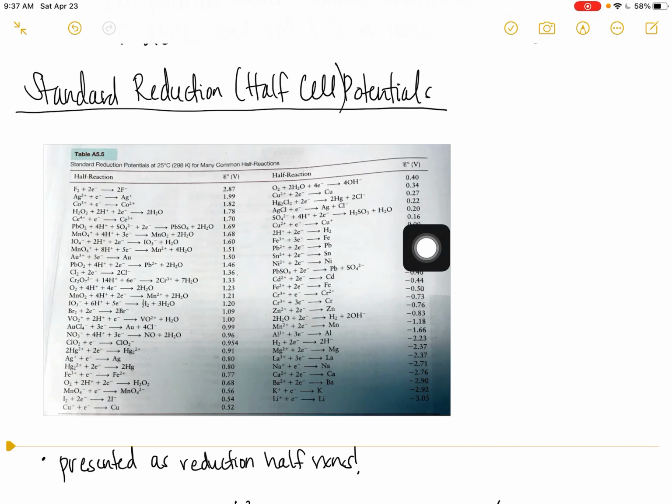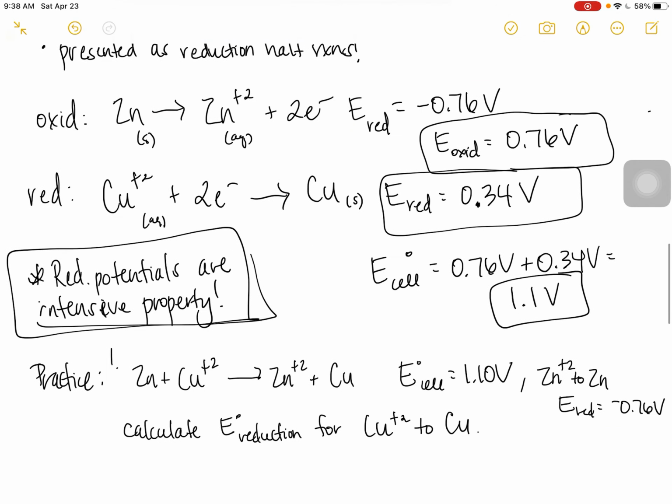The standard reduction potential is still the same. So if we had to triple or double one of these reactions, the reduction potential is just the same. It's just what it is in the chart. And sometimes that's hard for students to understand, but we're going to see that in one of these practice problems. So this is a takeaway, definitely. Okay, so let's do a practice.